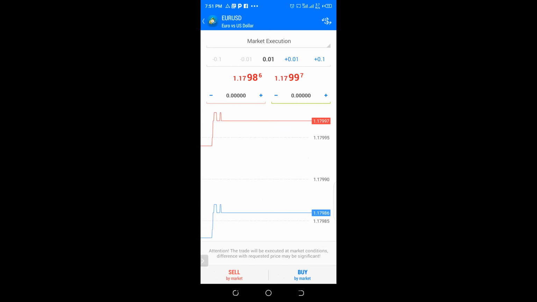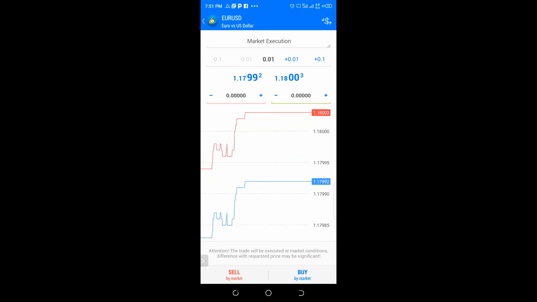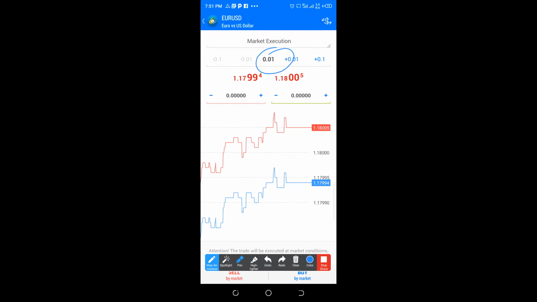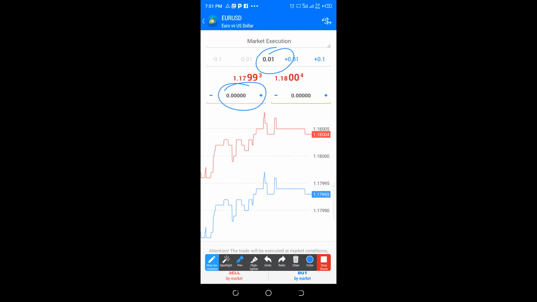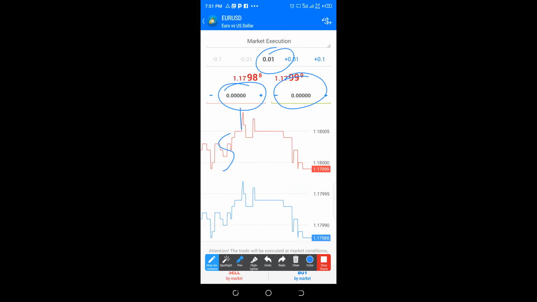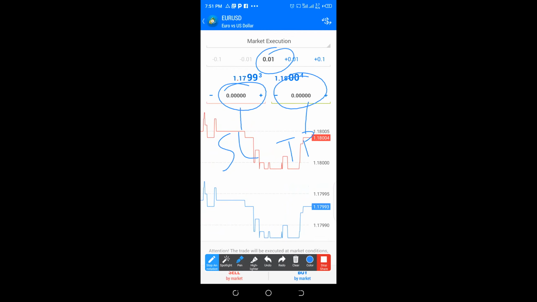All right. So now that I've clicked on new order, guys, now I have on my screen market execution. I have the lot size. I have my area for stop loss and take profit. For iPhone users, you definitely see this one as stop loss. You see this one as take profit. It's always written clearly for you guys.